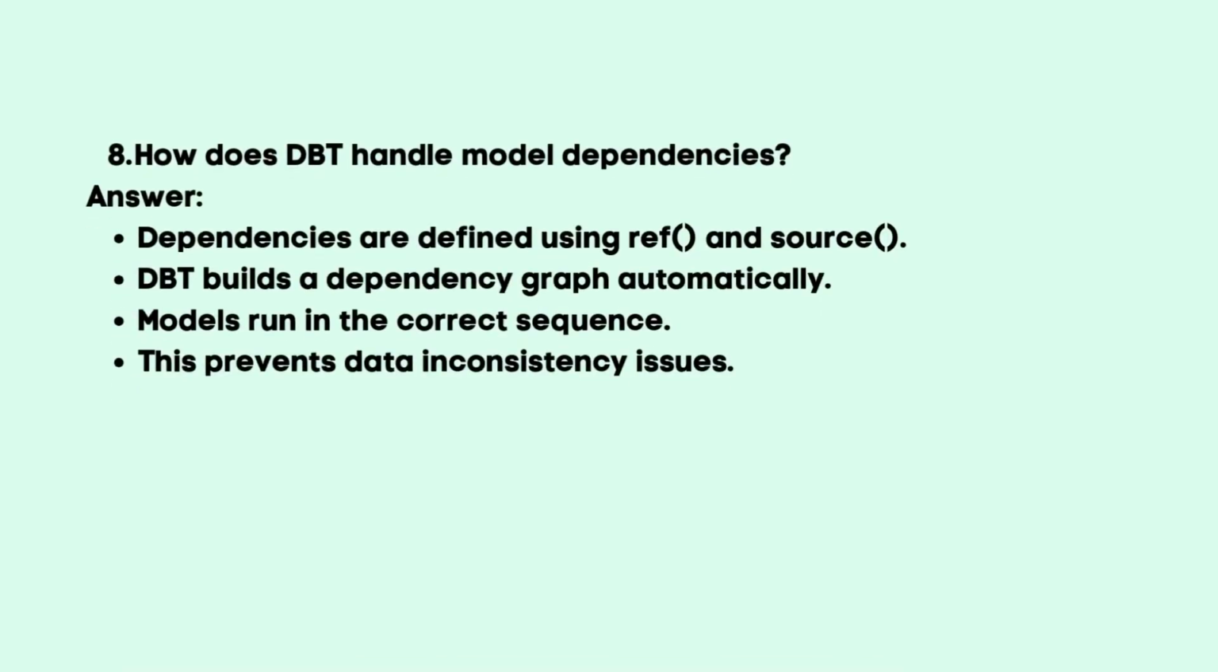How does DBT handle model dependencies? Answer: dependencies are defined using ref and source. DBT builds a dependency graph automatically. Models run in the correct sequence. This prevents data inconsistency issues.